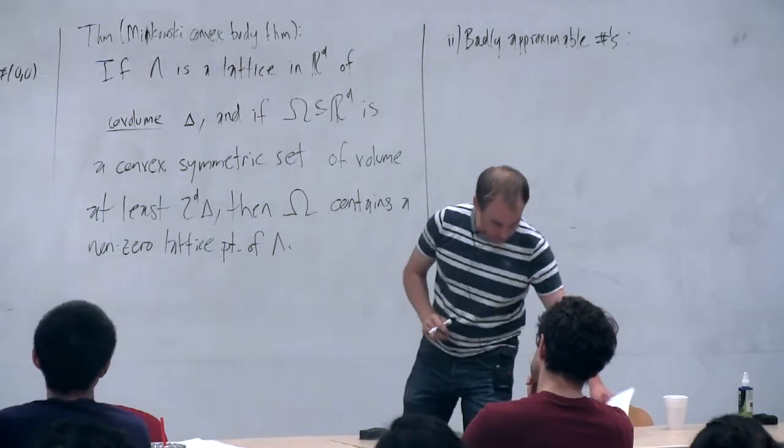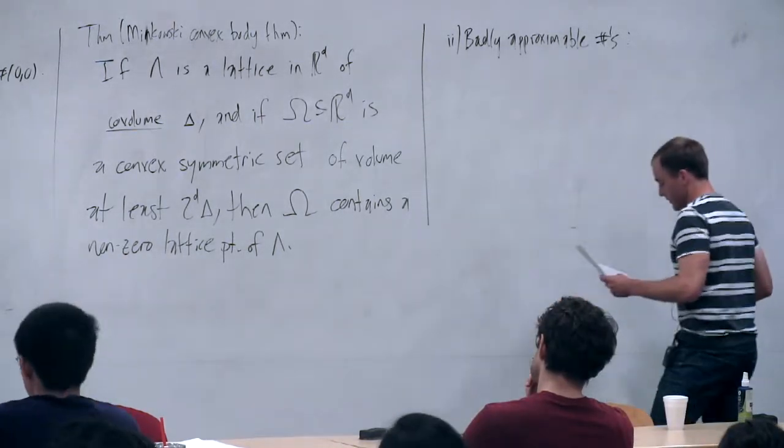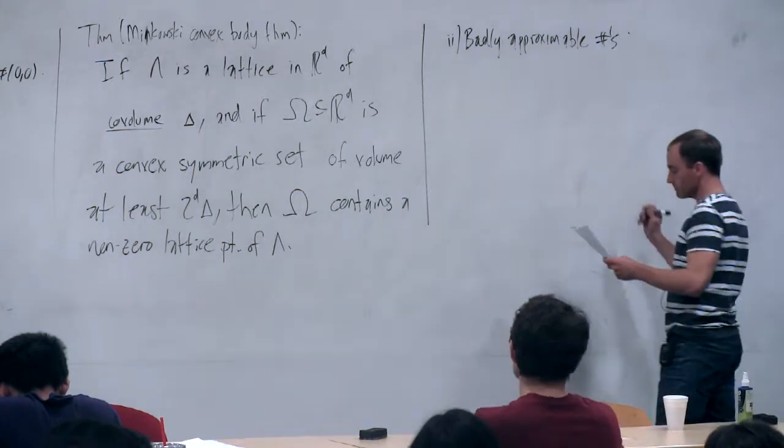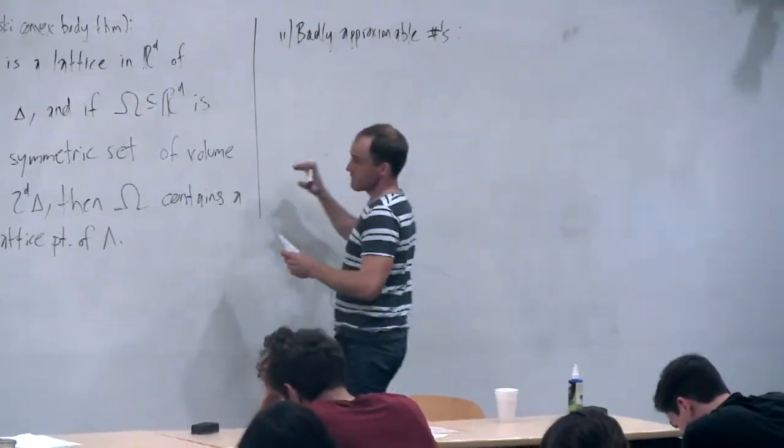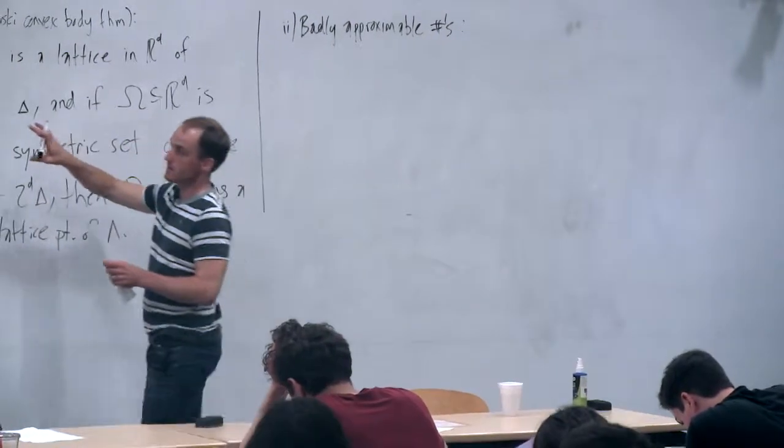I've tried explaining this before to some of you. So how do I characterize the collection of badly approximable numbers in terms of this lattice that I've drawn here?